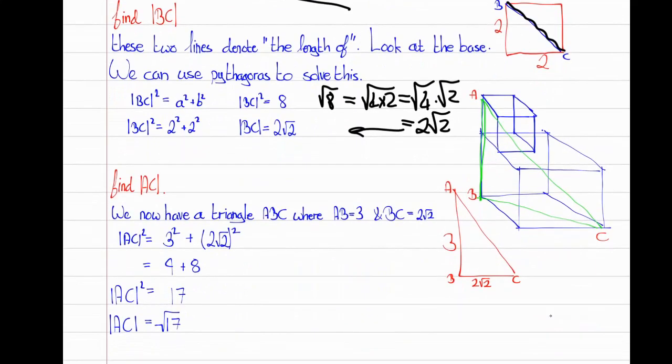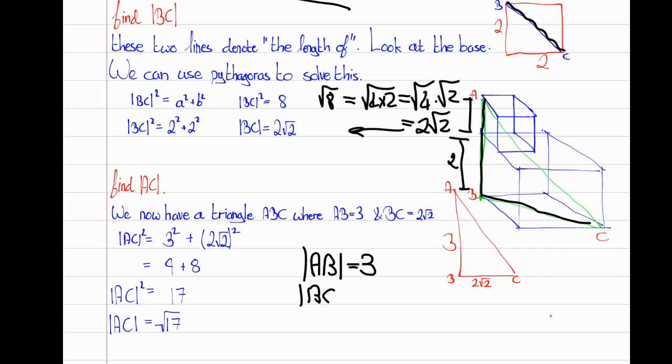Finally, we're asked to find AC. So if you look over here on the right side, we've drawn a little bit of a diagram to show how we find AC. So if you look, from B to A is a straight line upwards. It's going to be 2 plus 1. So AB is going to be 3. Similarly, we've just found BC. We've just found BC to be 2 root 2.